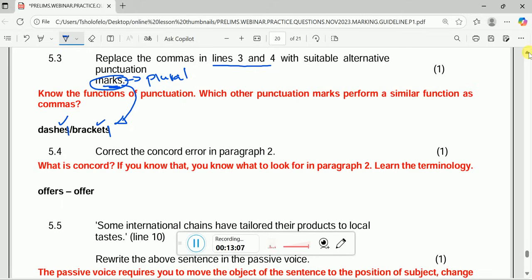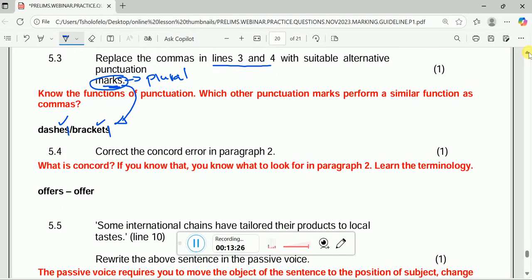Sometimes it has to deal with consistency and number error. So please be mindful of the explanations of concord error prior to attempting this question. Refresh your memory: what do I need to look into when I correct concord? In essence, concord means subject-verb agreement.